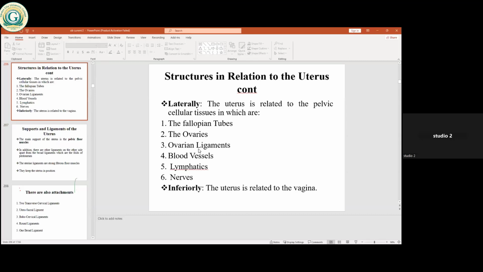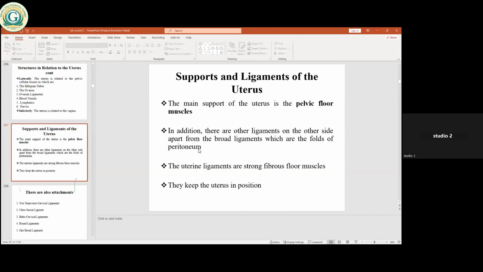Supports and ligaments. The uterus is just not standing on its own. It's supported. And the main support of the uterus is the pelvic floor muscles. We'll look at them later. The pelvis, we know, is not just bony. It has structures. It has muscles that make it soft for the organs.